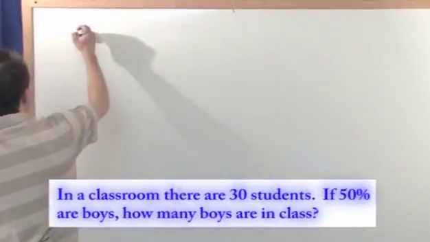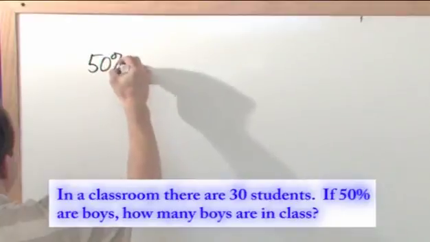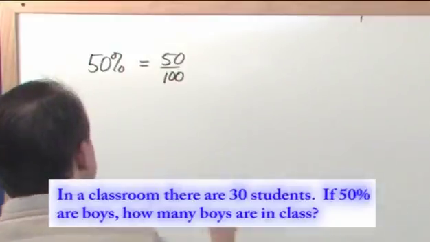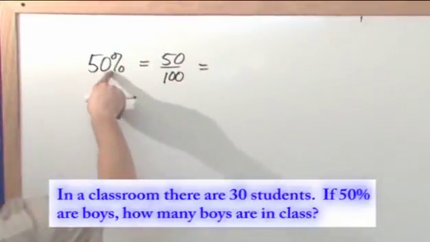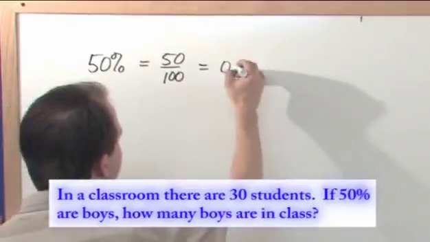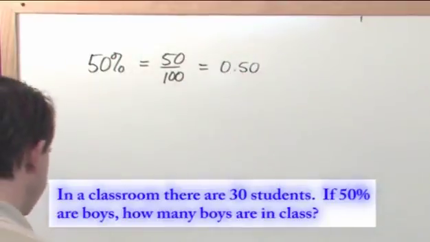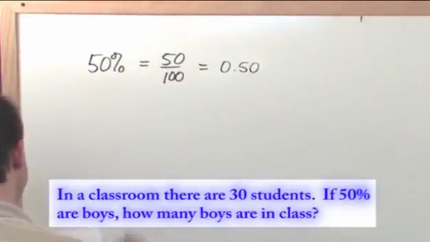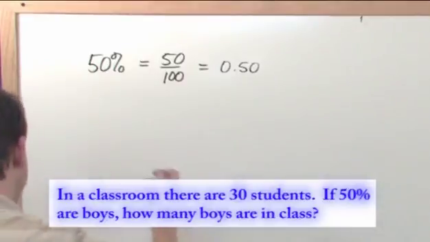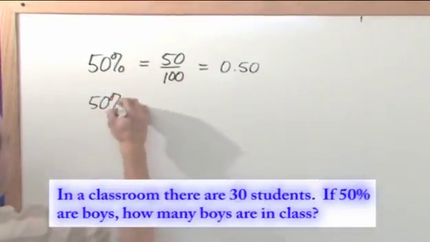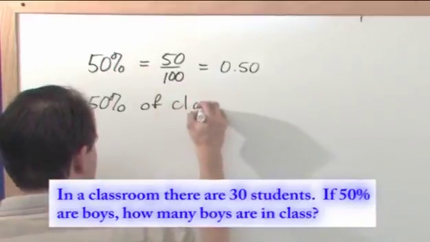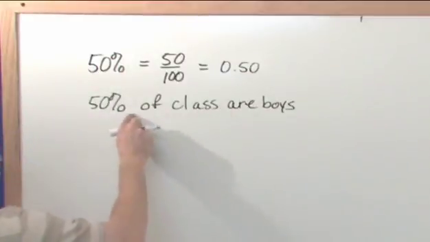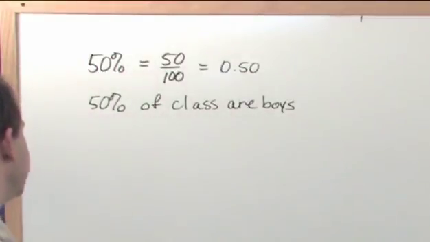Well, don't forget that when you have 50% of something, that can be expressed as 50 over 100, which we've already talked about. It can also be expressed as a decimal, which is taking this decimal and moving it two places, 0.50. That is a decimal representation of this percent. Okay, so the problem actually says 50% of the class are boys. This "50% of" is usually a keyword for multiplication, and in this case it is too.